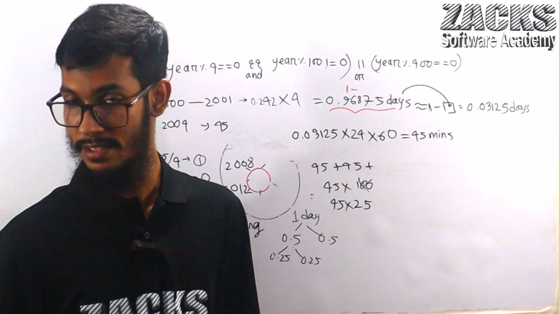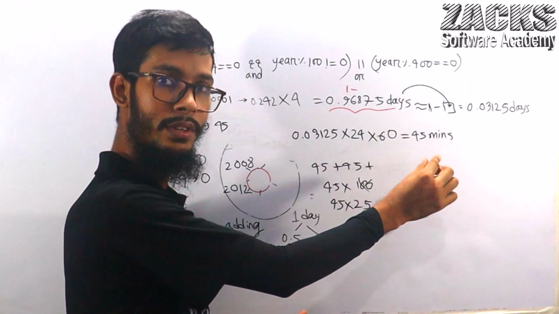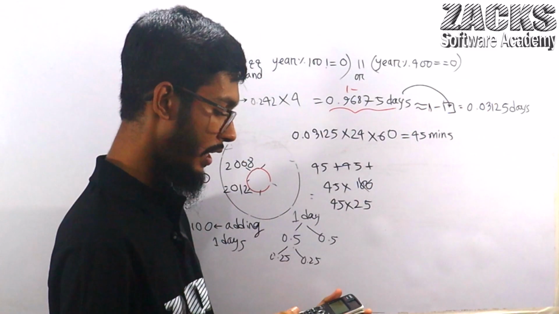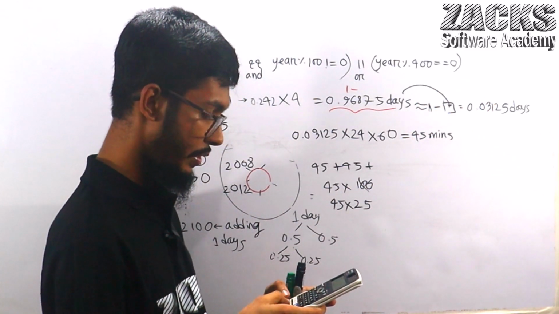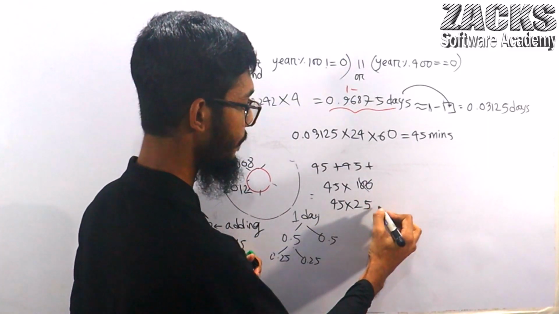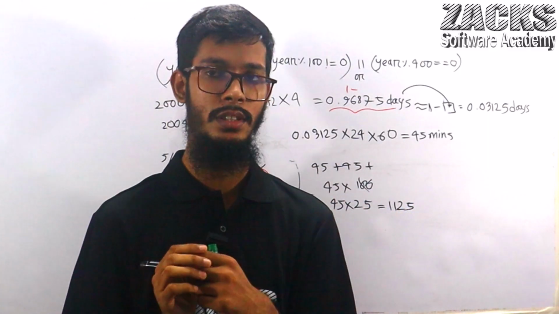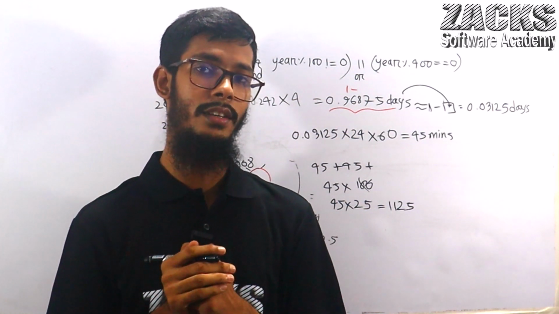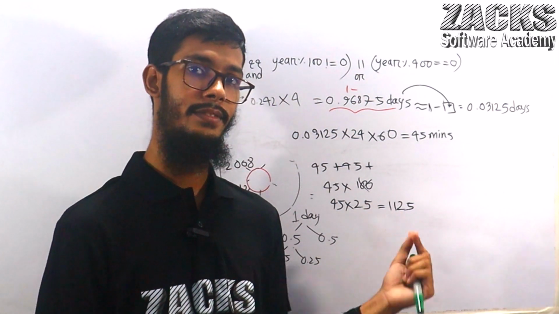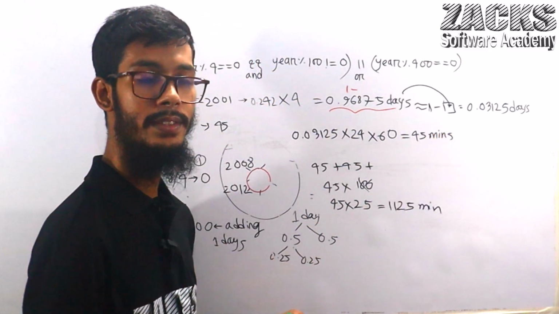Or if you don't get it, you can add this way: after 4 years 45 minutes, after 4 years 45 minutes, after 4 years 45 minutes. You can manually do the operation. So 45 multiply 25, let me check. So 1125. What is the result? 1125. Now just consider, after 100 years, we are extra adding these minutes, because here 45 is the minute.